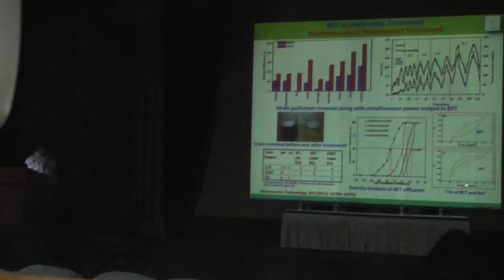And we tried to evaluate the bioelectrochemical behavior through cyclic voltammetry of the aerobic treatment and BET. The aerobic treatment showed only reduction behavior, but BET showed both reduction and oxidation behavior. The simultaneous reduction and oxidation might be the probable reason for the enhanced treatment efficiency. And we applied the same approach to different wastewaters and observed the same treatment efficiency.